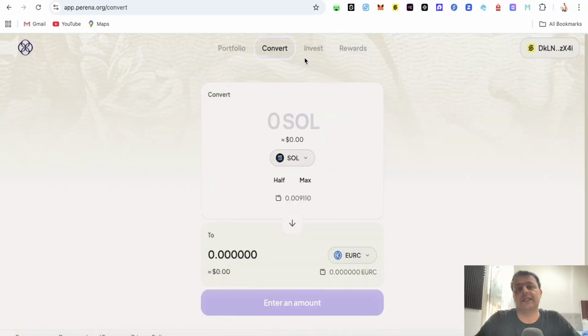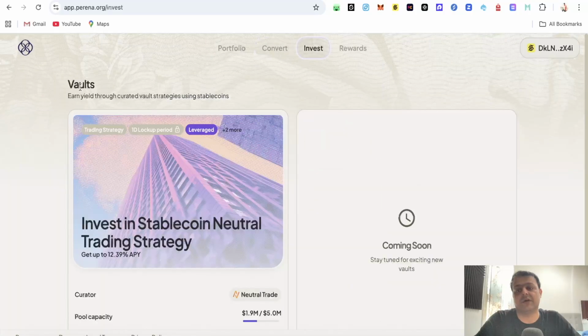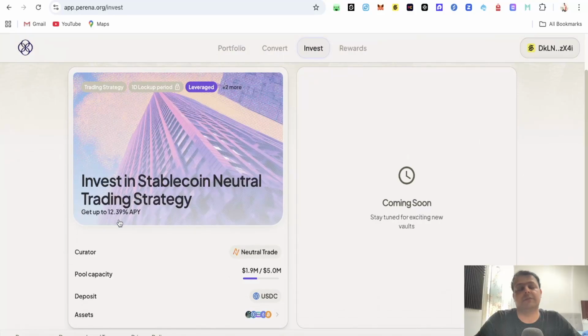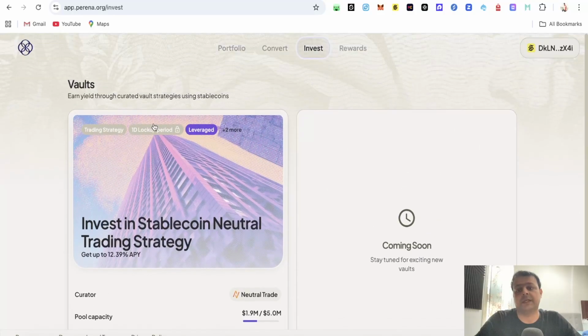Now, if you click on invest, they have a vault section where they currently have a strategy which is a leverage strategy. So you have to be very careful while investing into a leverage strategy because there might be a chance of margin call or liquidation. Now please note that this is giving around 12.39% APY and there is a 1-day lock period.